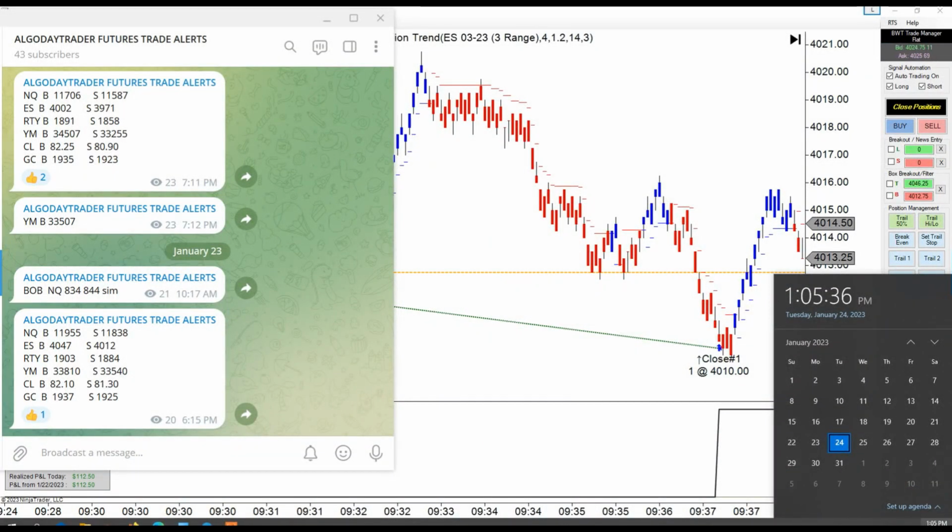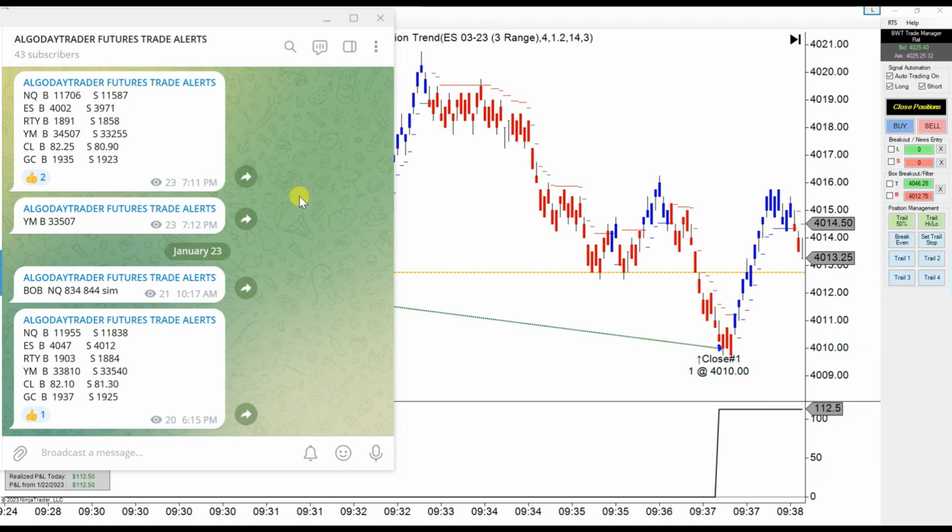Tuesday the 24th, and today, as far as the alerts, I actually had a red day. I was down $170 by this point of the day, and I don't like to trade at this time. So I'm just going to go over the charts and show you what happened. Like I said, down 170 for the day on the trade alerts.